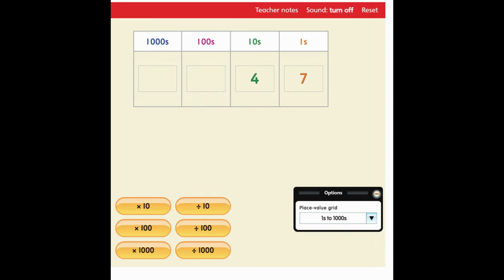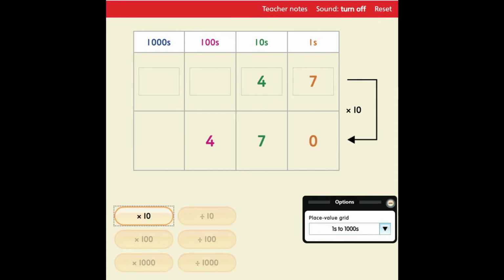Write the number 47 in your book and times this number by 10. Even though it looks a much bigger number, the process is still exactly the same. So every number is going to go one column to the left. Pause the video while you work out the answer. 47 times 10 is 470. Give yourself a tick if you got it right.